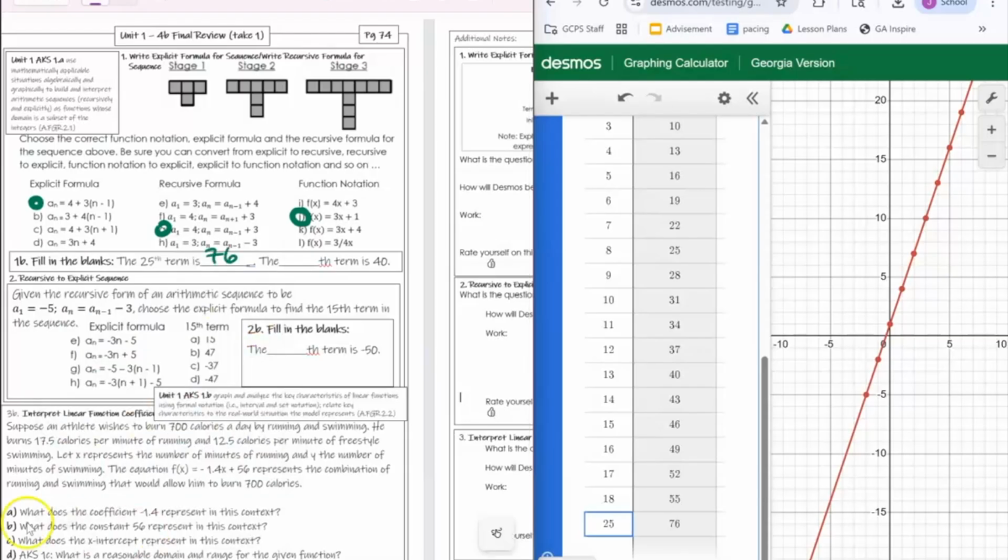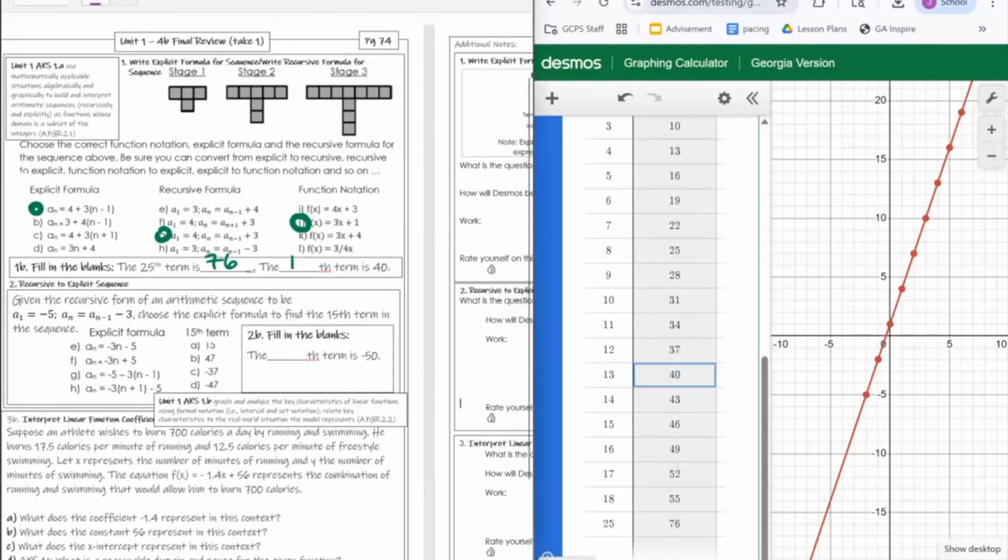The blank term is 40. So this time they're not telling me which term it is, but the something term. So my x value is when y equals 40. So I'm just going to look down these, and I'm going to see right there the 13th term. Okay, the 13th term is 40.